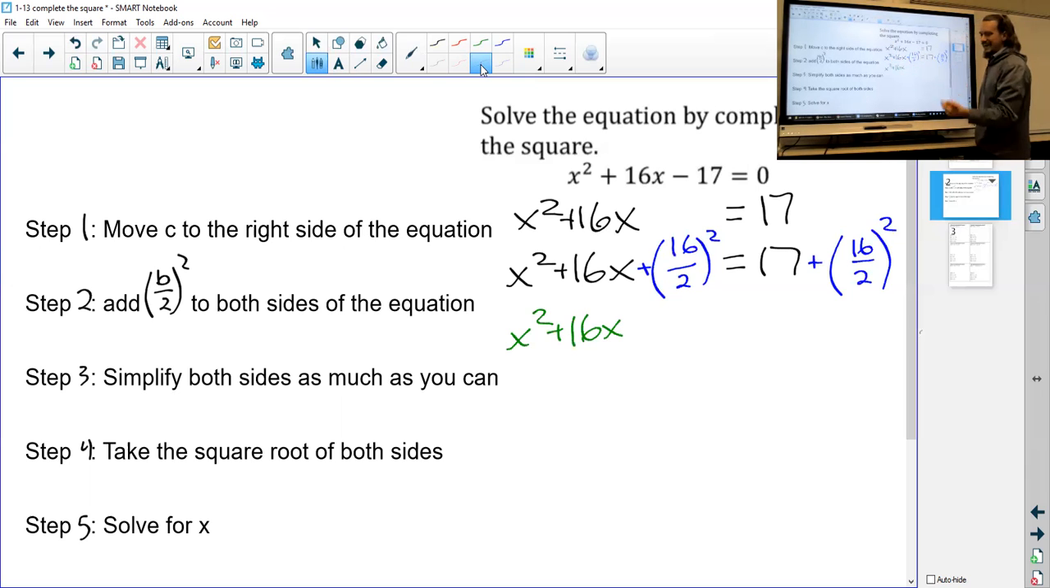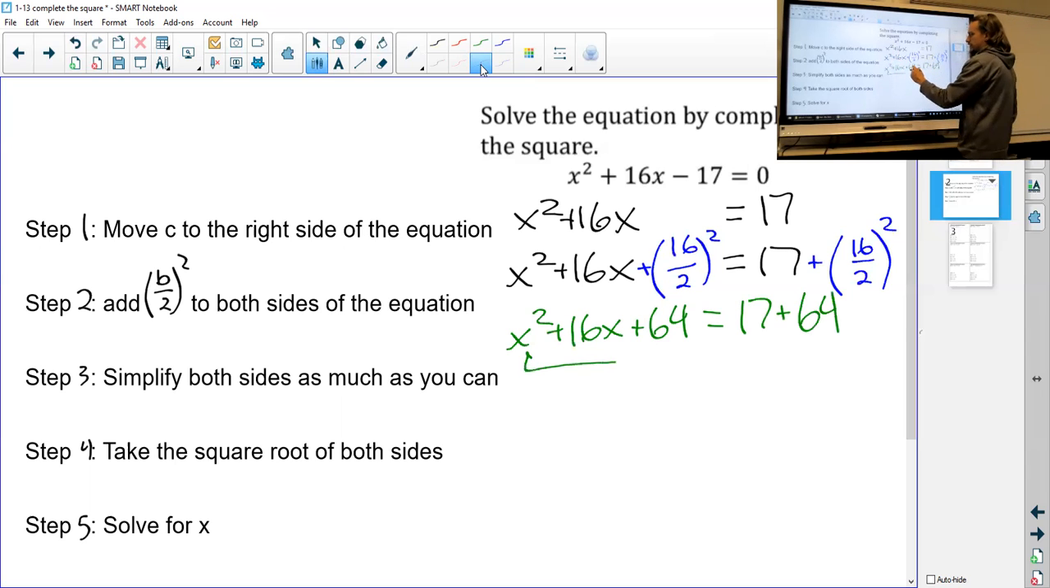16 divided by 2 is 8. 8 squared is 64. So it's going to be plus 64 equals 17 plus 64. This is the exact same thing. So if I put 64 here, don't recalculate it. That's still 64. Okay. We can simplify this by factoring. Since that's a perfect square, that's the whole point of this.